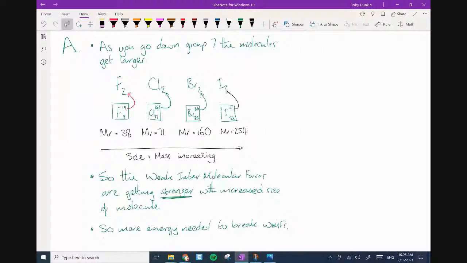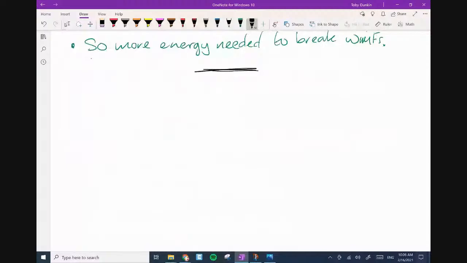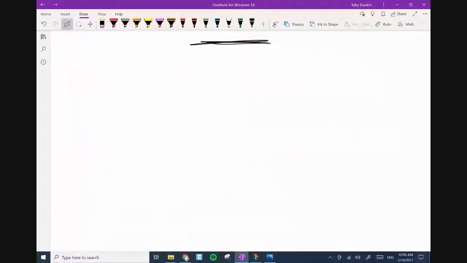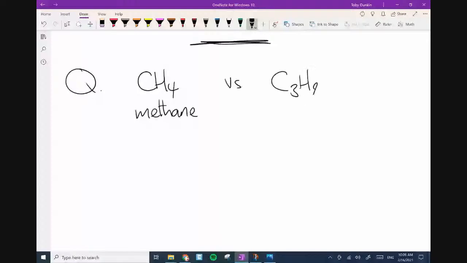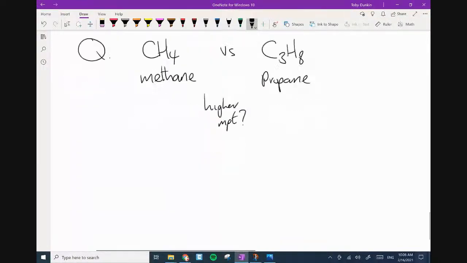Since we've now done that, what I'd like to do is give you some questions on the chat and see how quick you guys are on this. Question number 1. Let's do methane. This compound here is called methane. Methane versus propane. Double it and add 2. C3H8. Propane. Who has the higher melting point? I'm going to say higher melting point? Go on the chat, please.